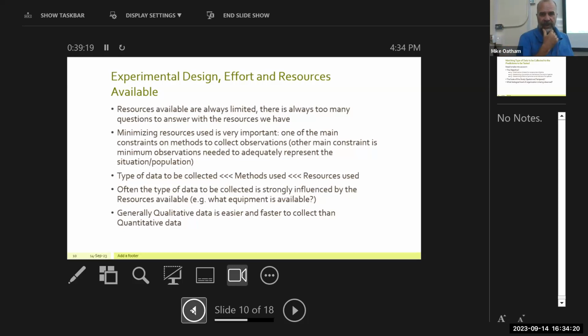So, minimizing the resources, very important. You need to collect the smallest number of samples to best or adequately represent the population. Okay?